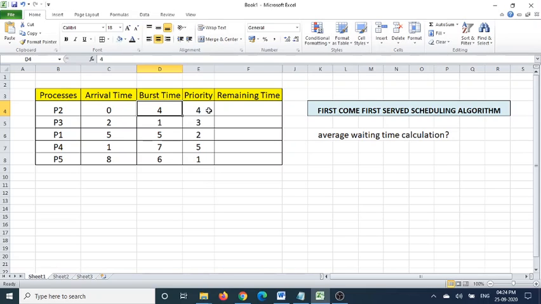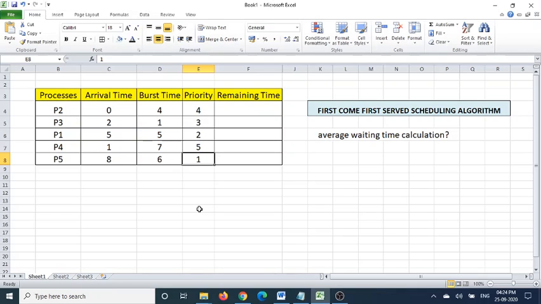And the priority of the process is given here. Sometimes priorities will be highest if the number is smallest, and sometimes priorities will be lowest if the number is the smallest. Okay, so in this case we're going with the lowest number meaning highest priority.